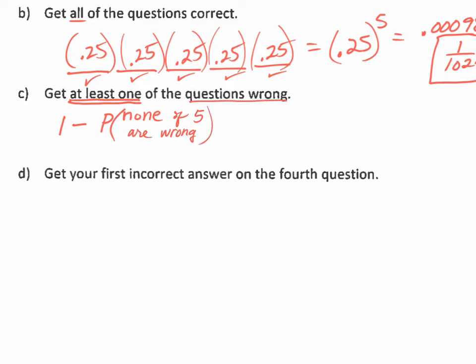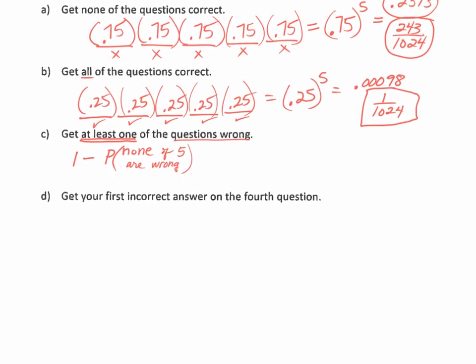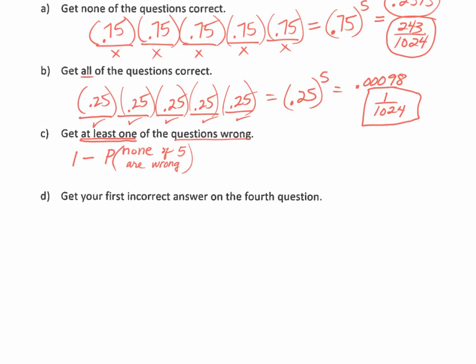So that's how you know what goes in that little section there. The probability that none of the 5 are wrong. Okay, what does it mean if none of them are wrong? It's all right. They are all right. So none of them being wrong is the same as this part B. See, none of them being wrong is that right there.